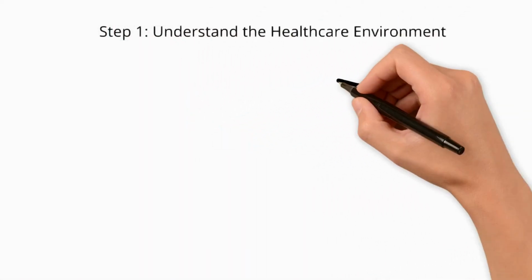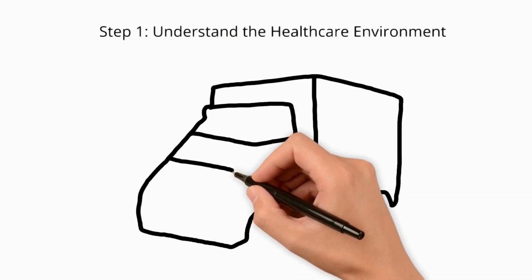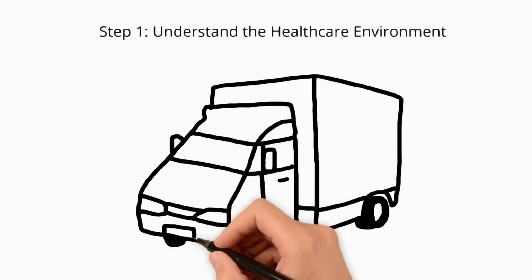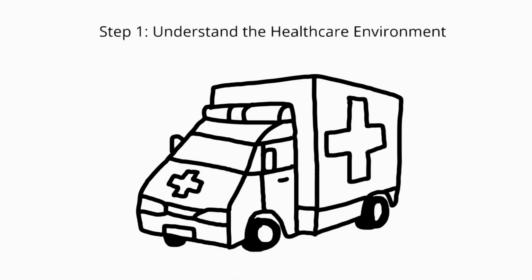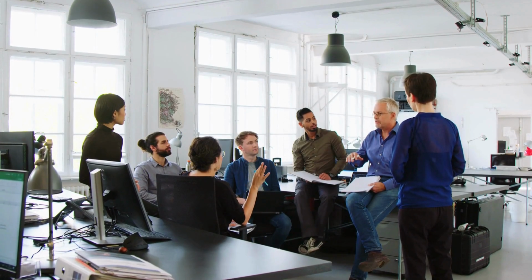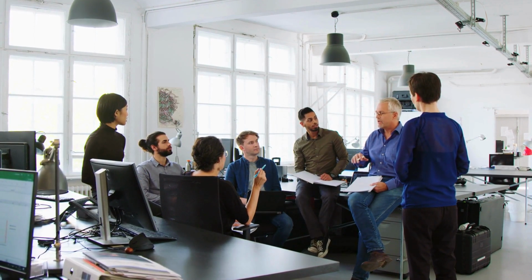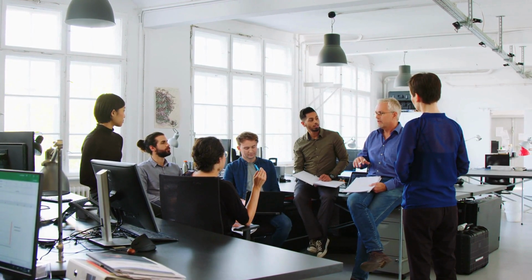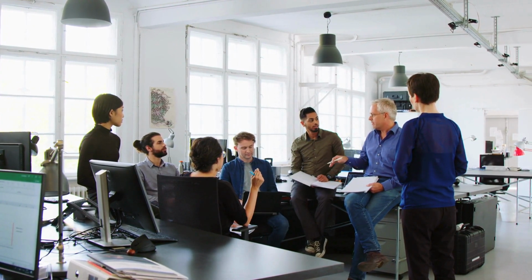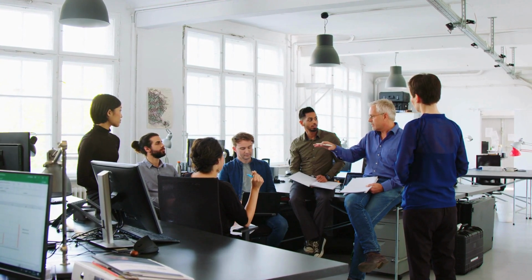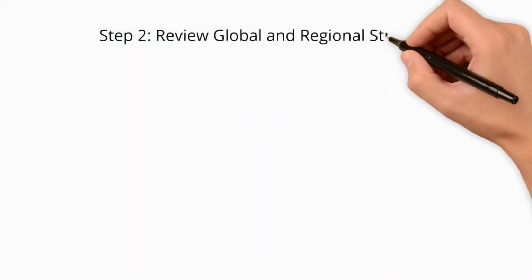Step 1. Understand the healthcare environment. Assess local needs. Start by thoroughly researching the healthcare environment, including disease prevalence, patient demographics, treatment pathways, and unmet medical needs. Analyze stakeholders. Identify key stakeholders, which include healthcare professionals, patients, payers, and regulators. Understand their needs, motivations, and pain points.